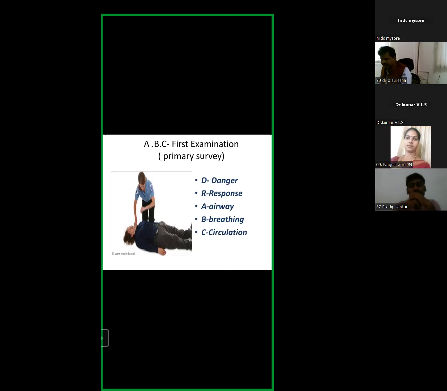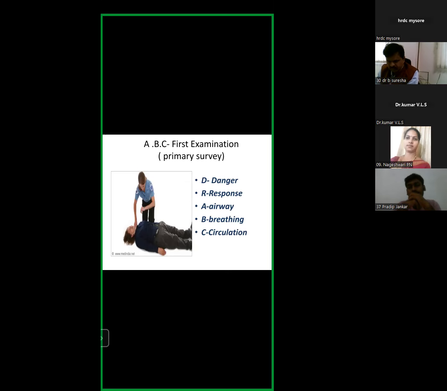Once you open the airway, check for the breathing. How do you check for breathing? It's not by putting your fingers near the nose. That is a wrong method. Checking breathing means looking for the abdominal movement and chest movement. Look for the movements of the chest and the abdomen. If someone is breathing, there will be a movement of chest and abdomen.